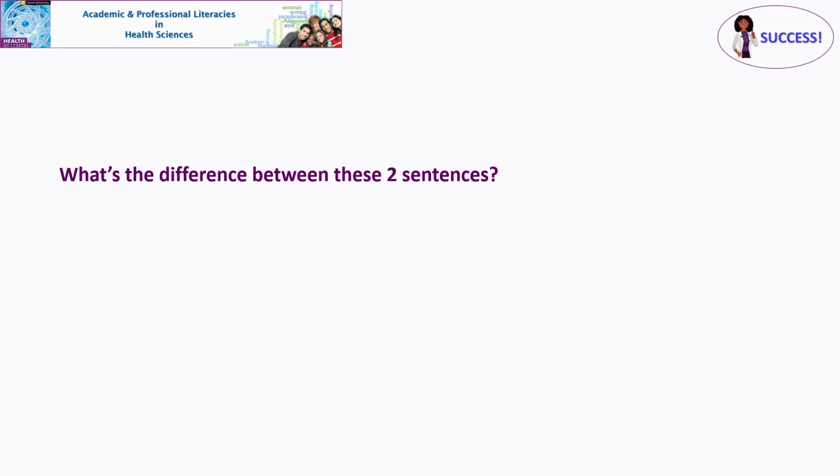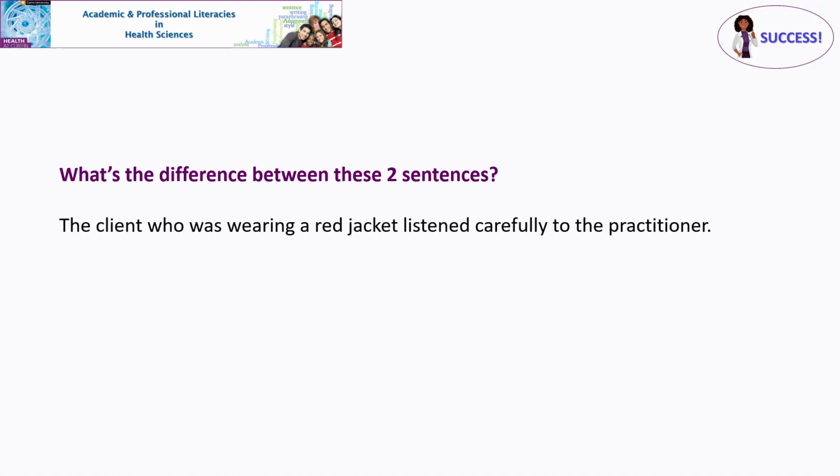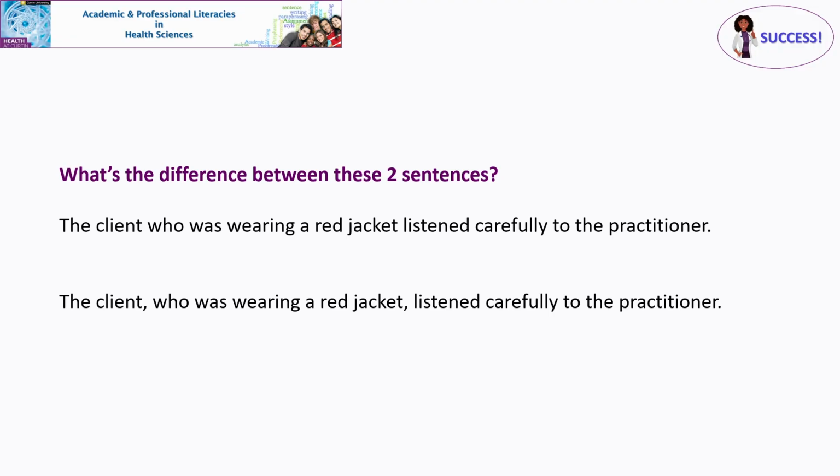Now we're going to compare two sentences. Let's have a think. The client who was wearing a red jacket listened carefully to the practitioner. And the client, who was wearing a red jacket, listened carefully to the practitioner. Okay, we've got exactly the same words, but in the second sentence, we've got some punctuation, some commas. Now, there is a subtle difference between the meaning of these two sentences. What do you think it might be?